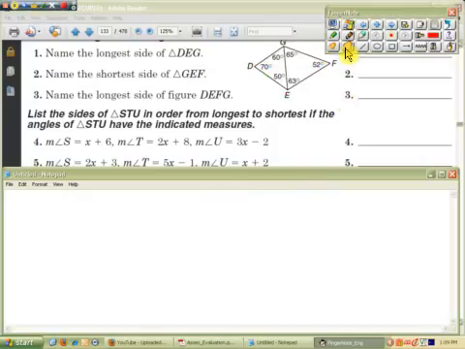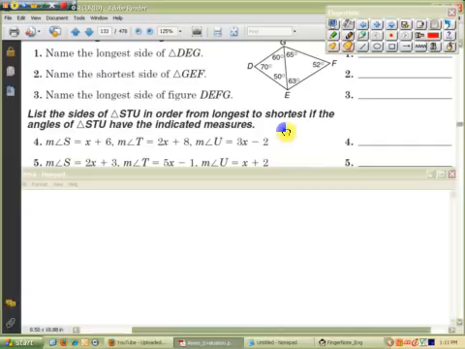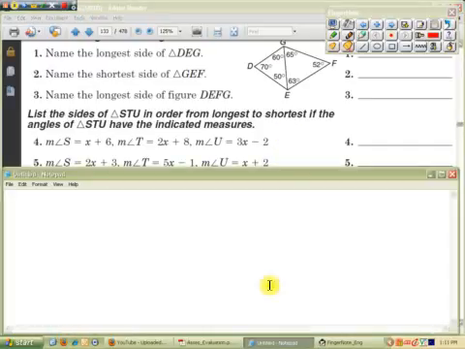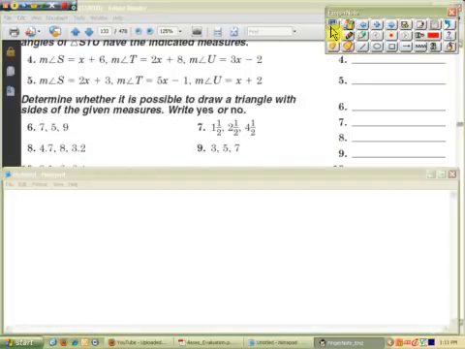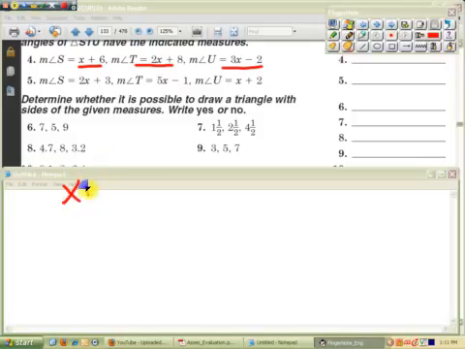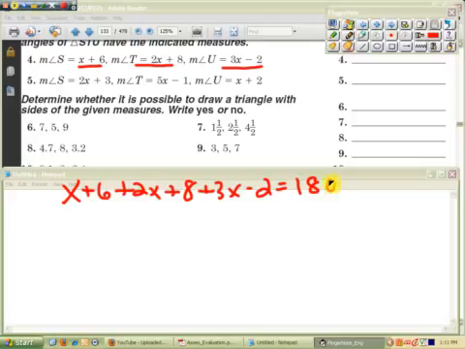Okay? Number four. So for number four, what you want to do is you have a triangle with the given measures indicated. It's three angles given in a triangle. So if it's three angles given in a triangle, there's one way to solve it. You have to equal them to 180 degrees. I'm going to solve this for you.